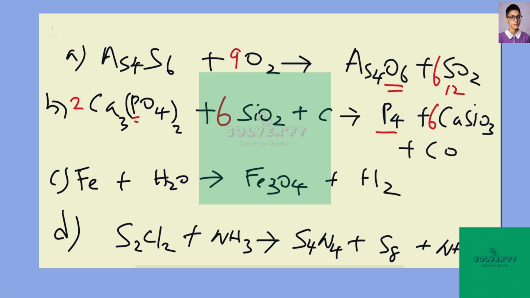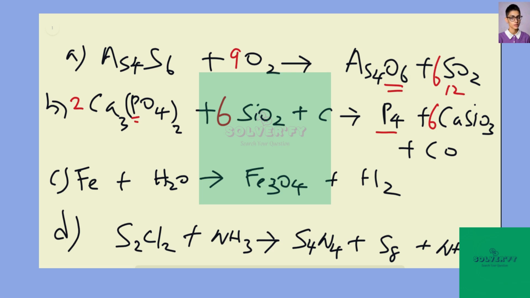And then I'm going to look at carbon. For carbon, we only have 1 carbon on the left, and on the right we should only have 1 carbon. So the carbon is balanced at this moment. Okay, so maybe we should do a check on the oxygen as well.